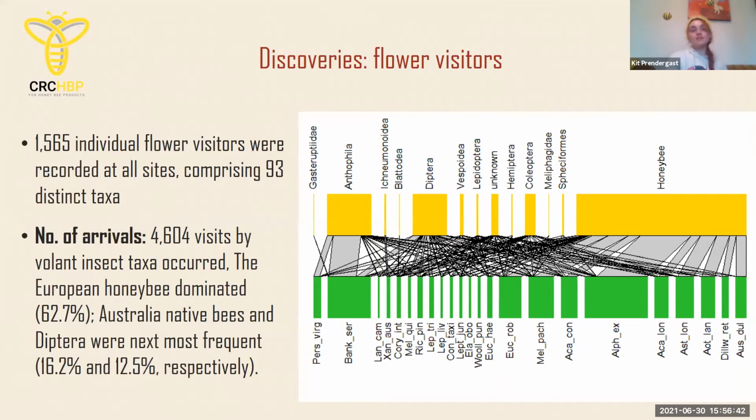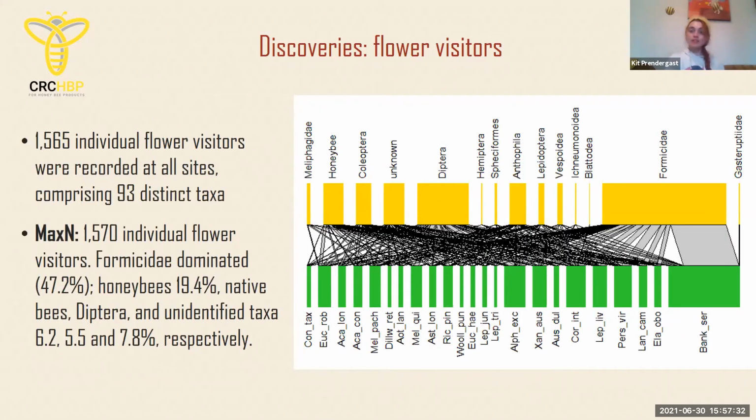Now, we recorded 1,565 individual flower visitors, comprising 93 distinct taxa. So there's a very high diversity of taxa that we recorded visiting these flowers. In terms of number of arrivals, there were 4,604 visits by volant taxa observed. And the European honeybee dominated. Australian native bees and Diptera were the next most frequent, and this is very apparent from the bipartite network. So you can see lots of visitations, honeybees visiting a lot of the plants, but a really complex and healthy ecological network on this island.